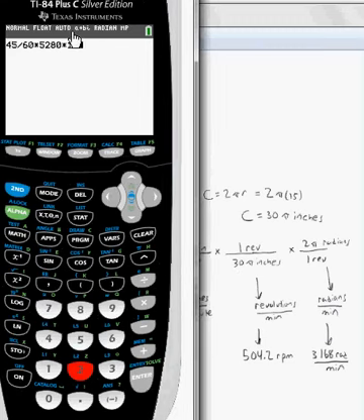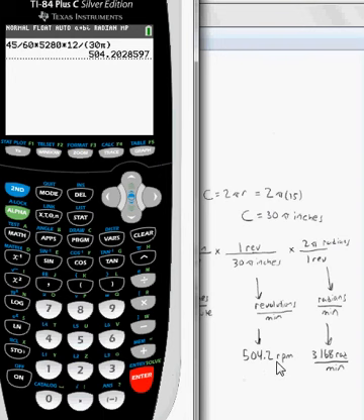Or if you want to do it all in one command line here, when you divide by 30 pi, you better make sure you put parentheses around the 30 pi. If you do not put parentheses, the 30 will be in the denominator, but the pi will end up in the numerator, and you'll get the wrong answer. So when I do this, I got 504.2 revolutions per minute.